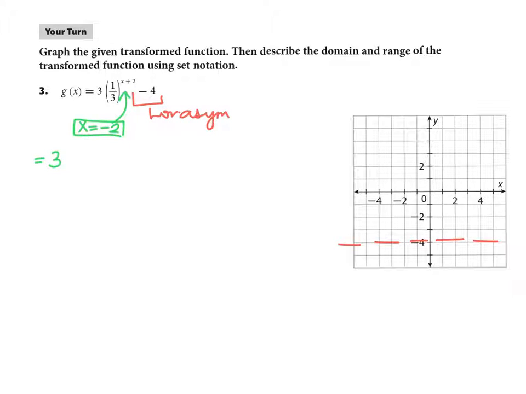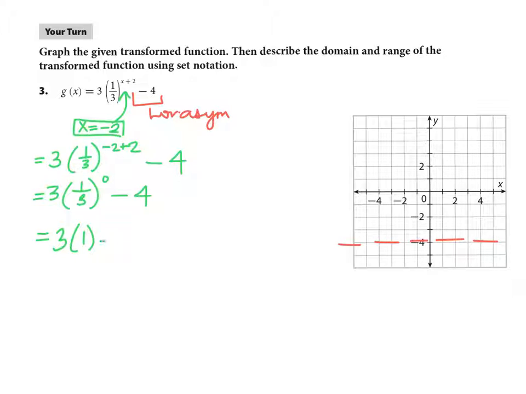So if I plug that in, I've got 3 1/3 to the negative 2 plus 2 minus 4. 3 1/3 to the 0. Anything to the 0 power is 1, so that's just 3 times 1 minus 4, which is 3 minus 4, and that's negative 1. So at x is negative 2, I'm going to plot the point negative 1.